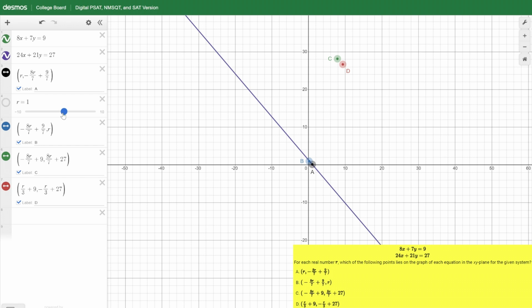We are given here that r can be any real number. So when we move the slider around, we can see that options A, B, C, and D move around. But the only option that stays on the purple line, which is the second equation, is option A. You can see that options B, C, and D do not stay with the purple line itself. And so this means that A is the correct answer in this situation.